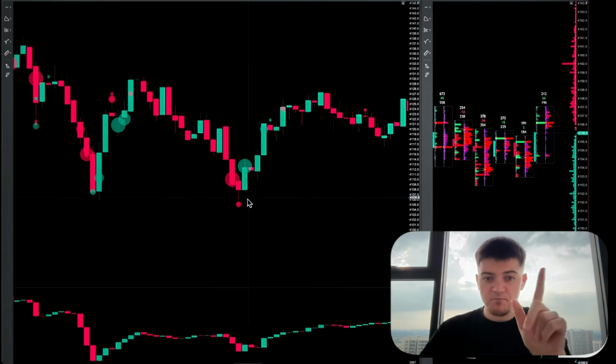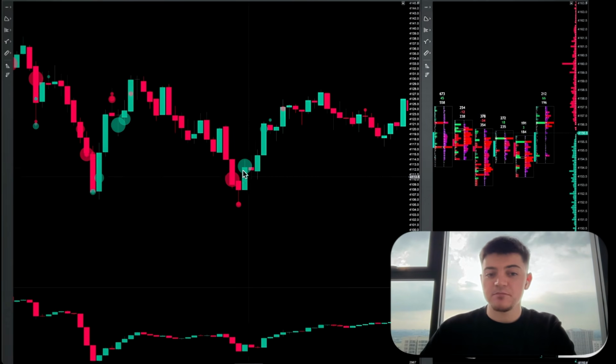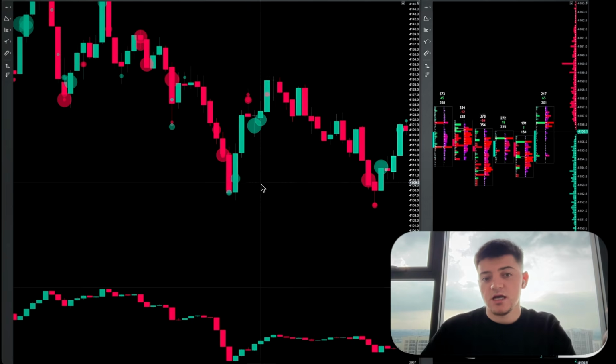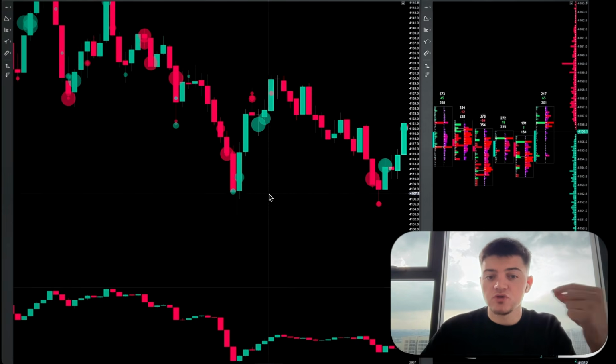And then the best use case for this is seeing buyers stepping in for continuation. So this is the continuation. This is absorption. This is going to be my favorite play because you see step one, which is the absorption, and then step two, you see a bunch of big buyers stepping in.